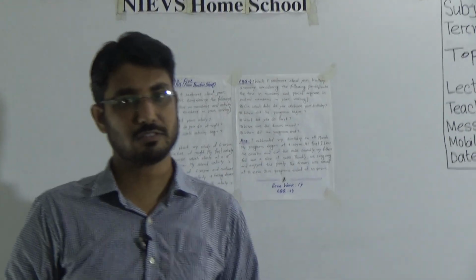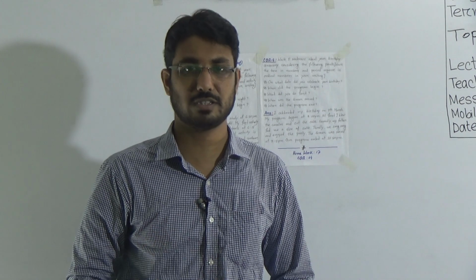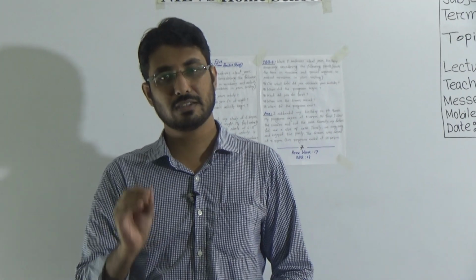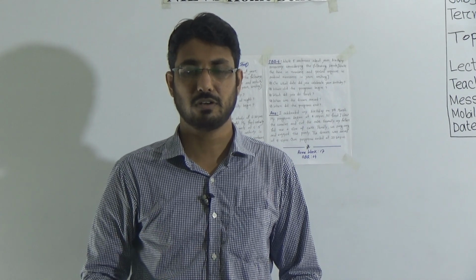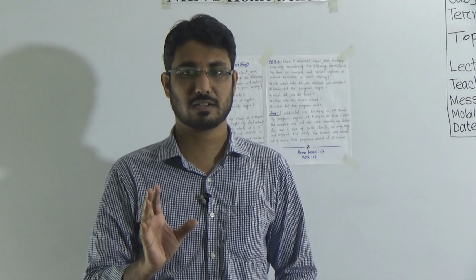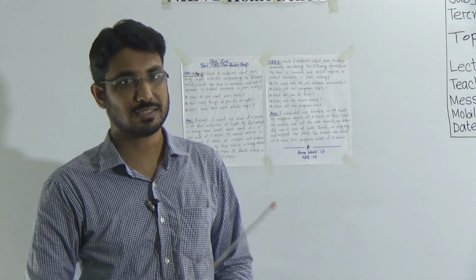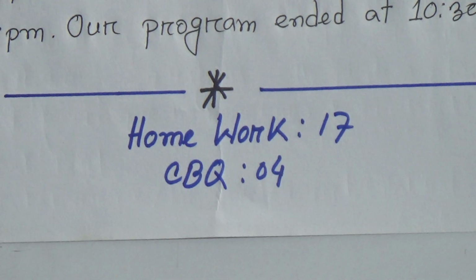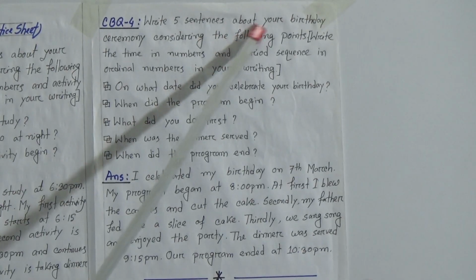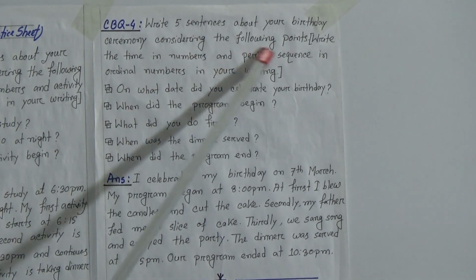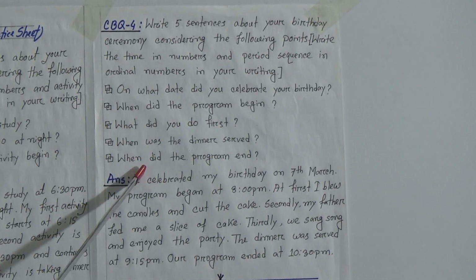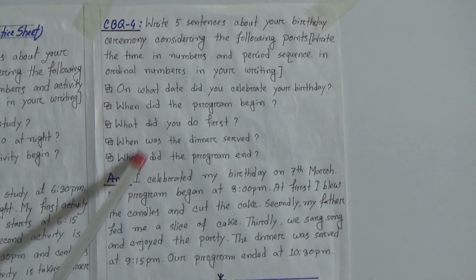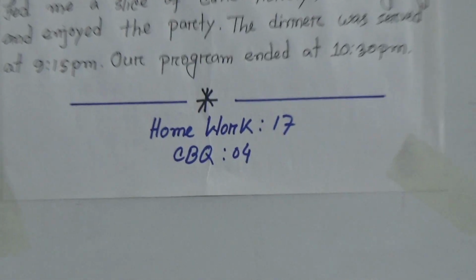Dear students, you can also write the answer according to your own imagination. Following the points, you can change the time and date also. Okay. I hope that all of you have understood and got a better idea how to answer this CBQ question. Question number 3 and question number 4. So your HW number 17, homework number 17 will be CBQ number 4. That means the last one, which is, write 5 sentences about your birthday ceremony considering the following points. And these are the points. Okay, you will write down the points and the answer also in your homework copy.